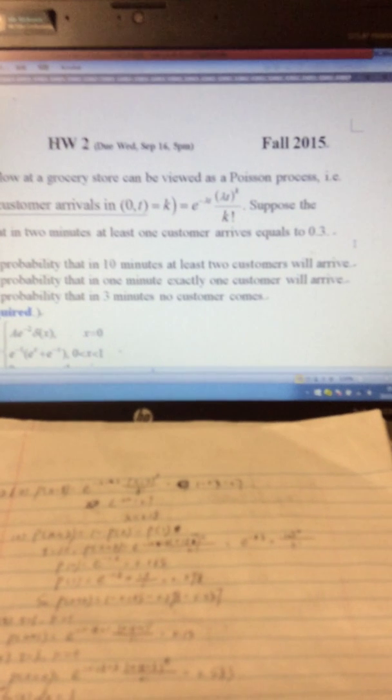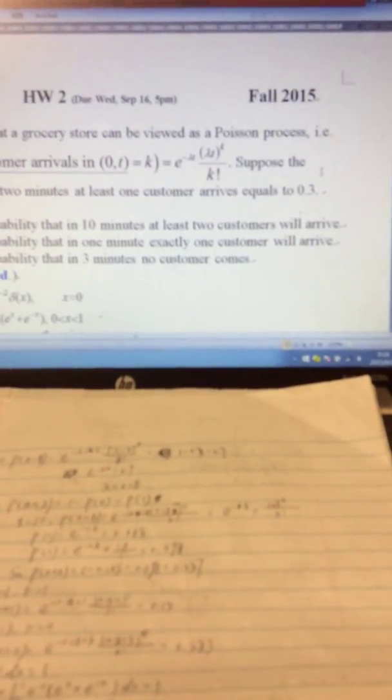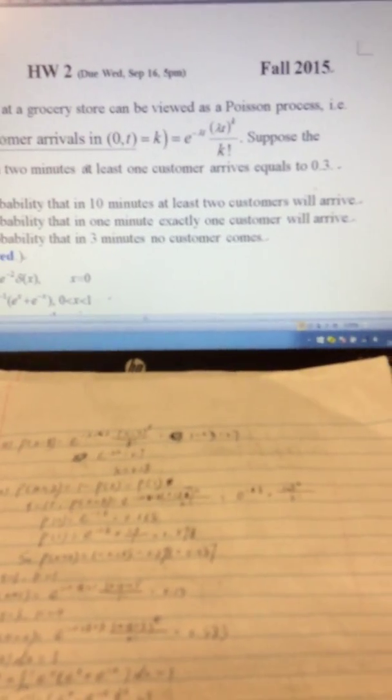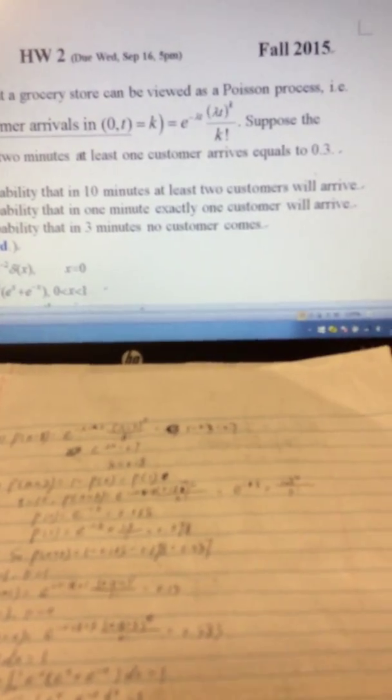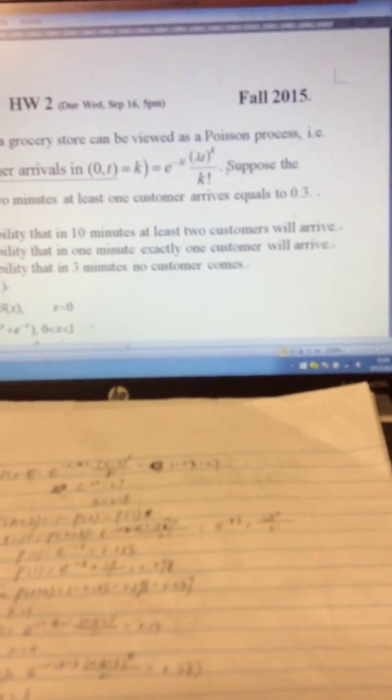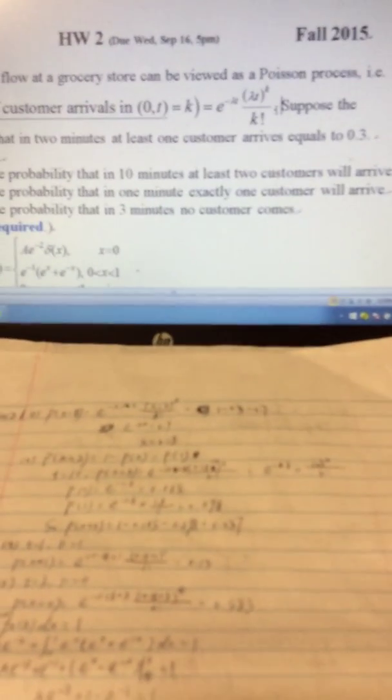The first question is, the customer flow at a grocery store can be viewed as a Poisson process. The probability that the number of customers arriving in the time 0 to t equals k is given by this equation. Suppose the probability that in 2 minutes at least one customer arrives equals 0.6. First, find the value of lambda.